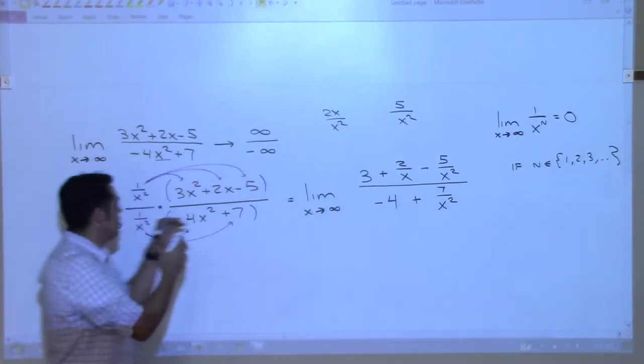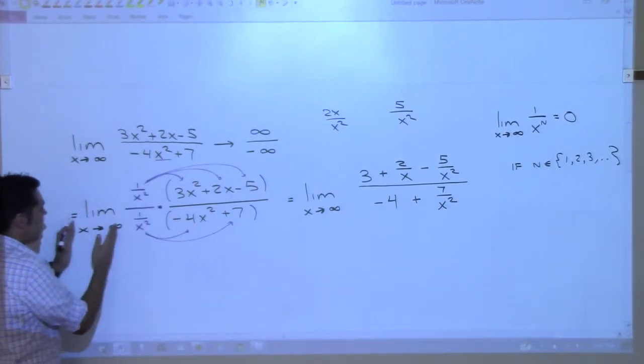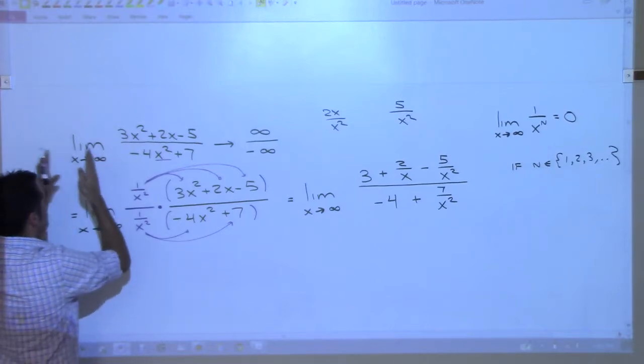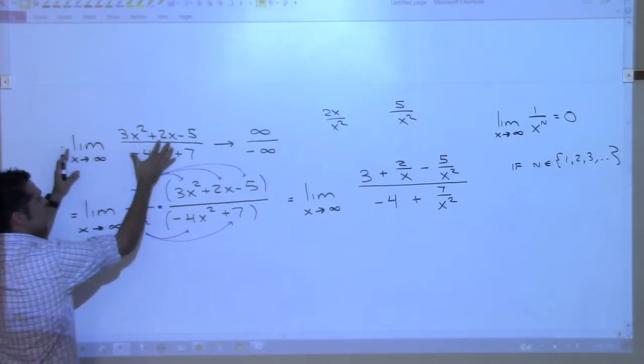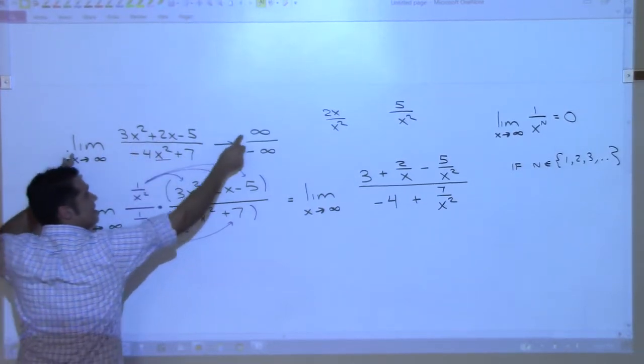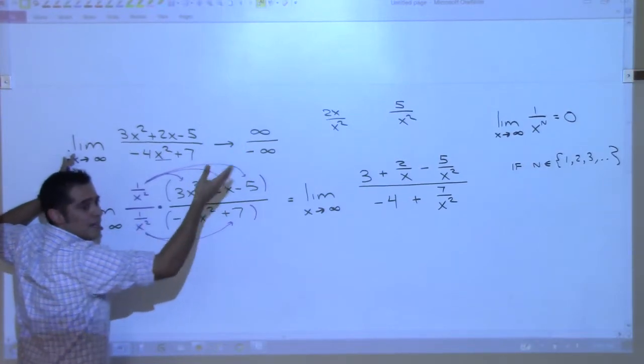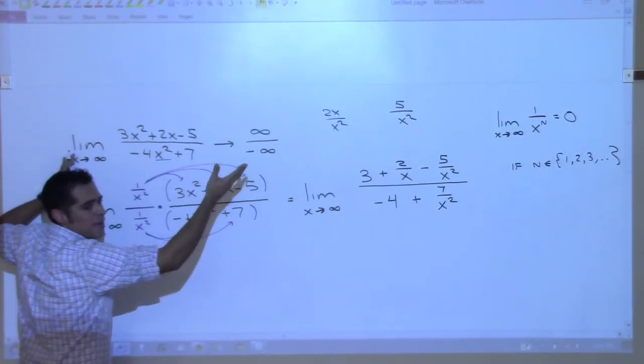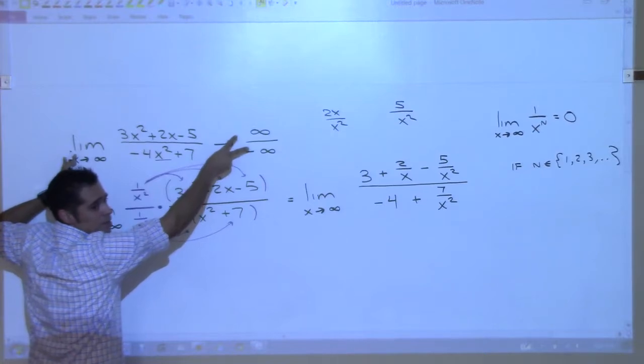Because all we're doing is asking, what happens as x goes to infinity of this expression? We say to ourselves, oh, it's this, and that right there is like 0 over 0. It's bad, okay? Maybe I should have said that. This is bad, just like 0 over 0 is bad.